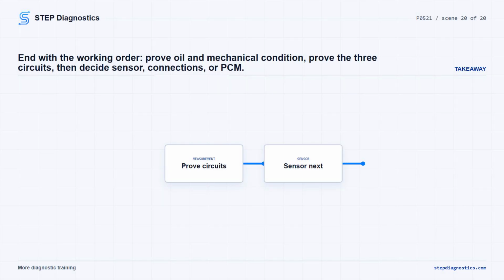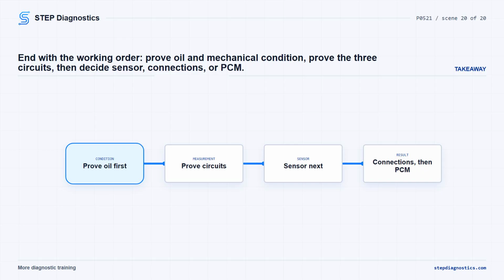The takeaway on P0521 is to prove the oil and mechanical condition first, then prove the signal, 5-volt supply, and ground circuits before condemning the sensor or moving toward the PCM. Keep verification separate from testing, and make the code come back under the same conditions before you trust the direction of the fault.